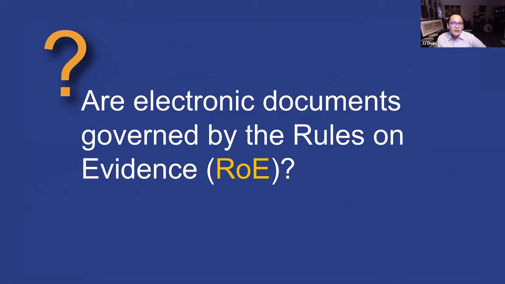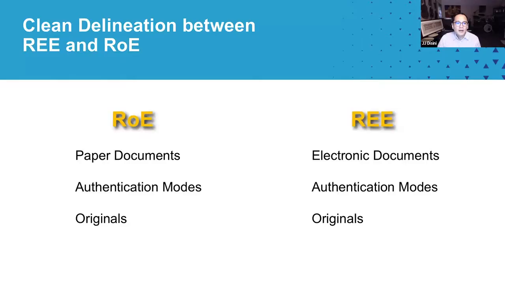This arises from the fact that certain provisions of the revised rules on evidence were inspired by the rules on electronic evidence, which was enacted about 20 years ago in 2001. Prior to this, there's always been a clear delineation between the rules on evidence and the rules on electronic evidence. And this was intentional on the part of the Supreme Court.